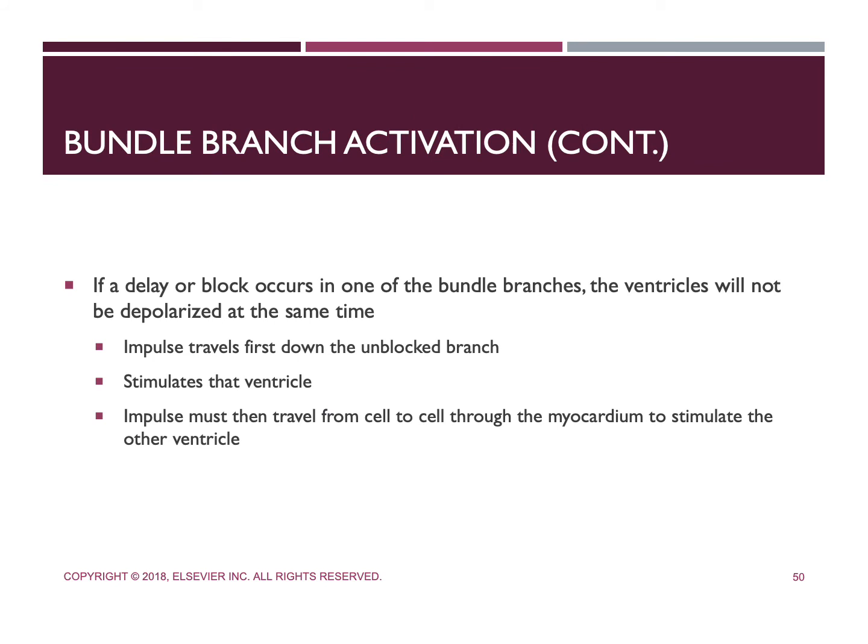A delay or block can occur in any part of the intraventricular conduction system. If a delay or block occurs in one of the bundle branches, the ventricles will not be depolarized at the same time. The electrical impulse travels first down the unblocked branch and stimulates that ventricle. Because of the block, the impulse must then travel from cell to cell through the myocardium rather than through the normal conduction pathway to stimulate the other ventricle. The ventricle with the blocked bundle branch is the last to be depolarized.